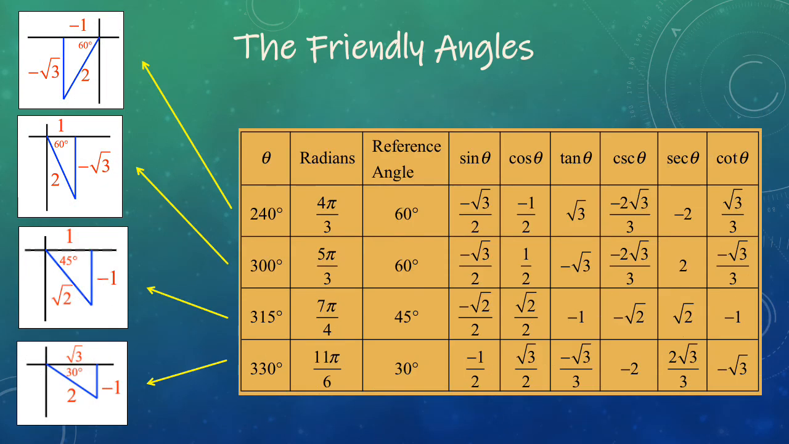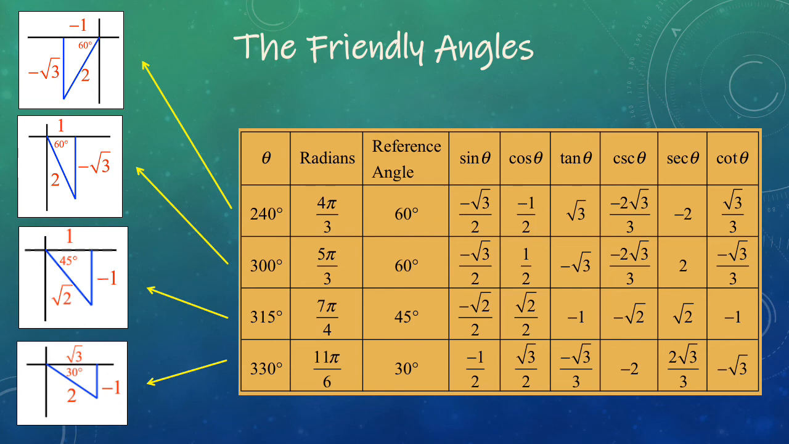The pictures for 240 degrees, 300 degrees, 315 degrees, and 330 degrees are shown, and the table of values completed. Notice the sameness about the values of trig functions of friendly angles. They are all based on the reference angle that will create either a 30, 60, 90 degree triangle or a 45, 45, 90 degree triangle. That is why it is so important to know these triangles backwards and forwards.